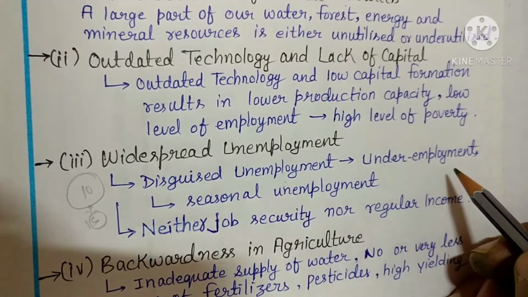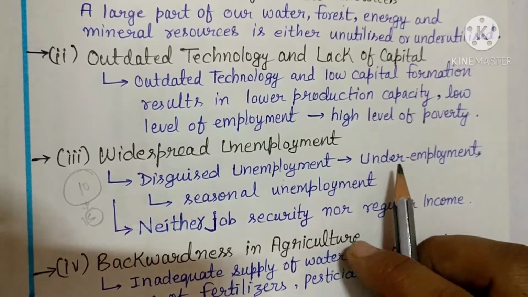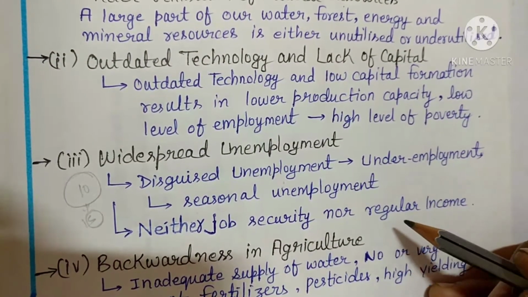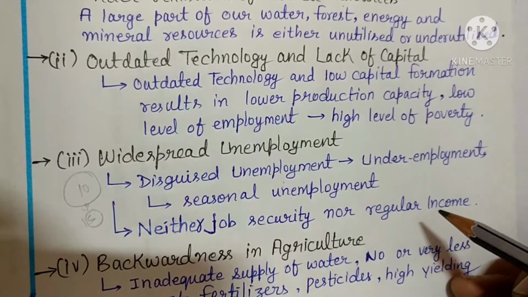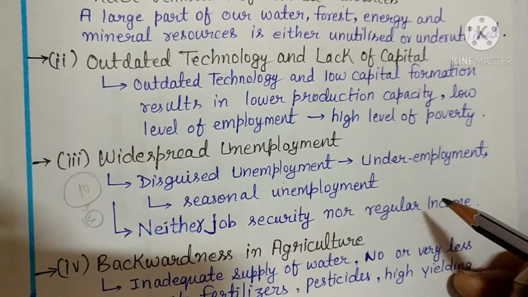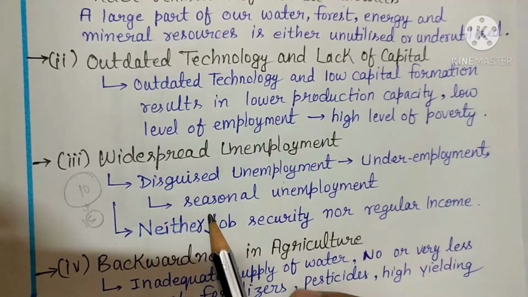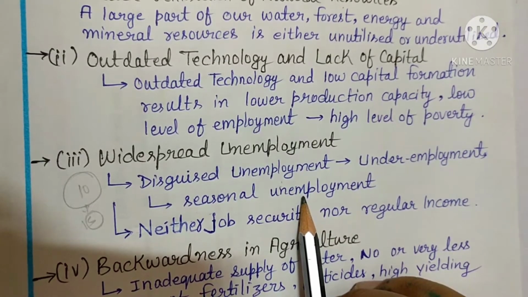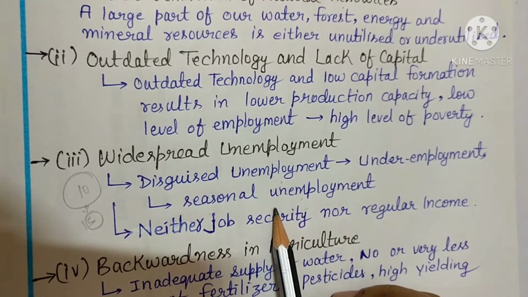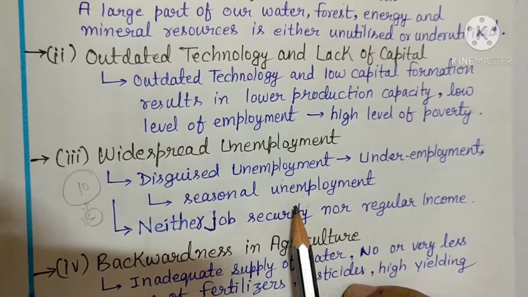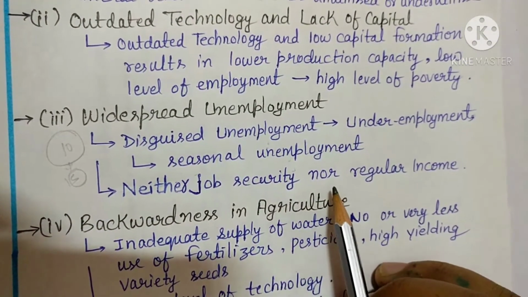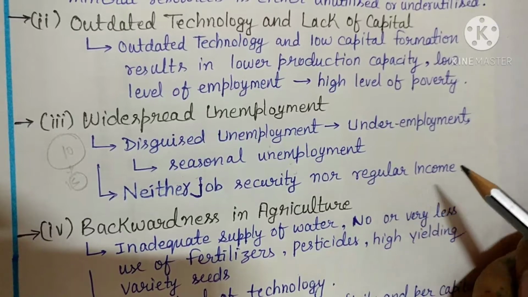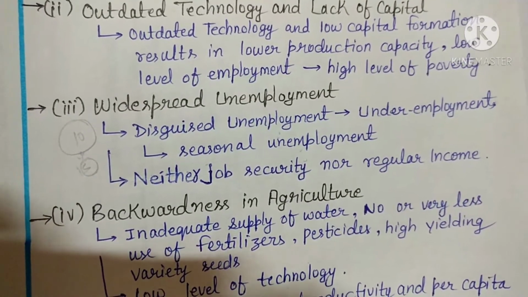Then comes underemployment. It means people who are highly educated are working as a peon or in other jobs needing low education. Then seasonal unemployment, which is based on season. In one season, the winter season, they are getting employment, but in the summer season they are not. So this is called seasonal unemployment. Neither job security nor regular income was there, which leads to poverty.